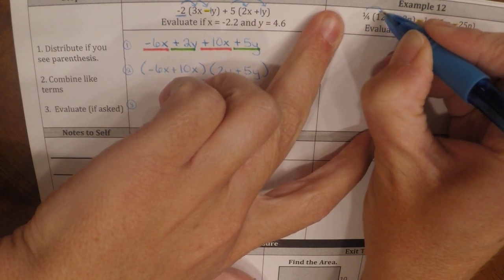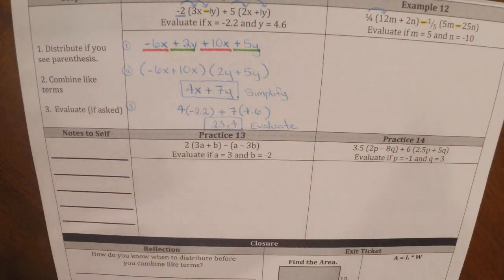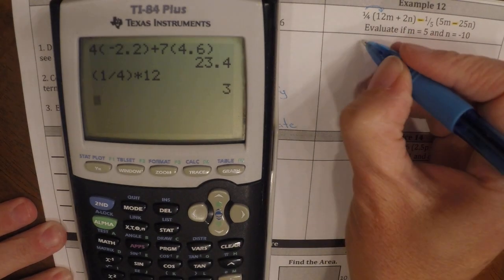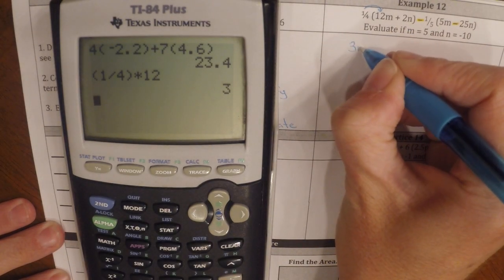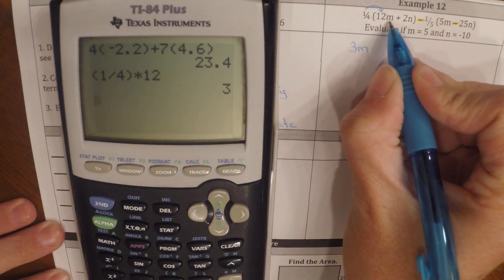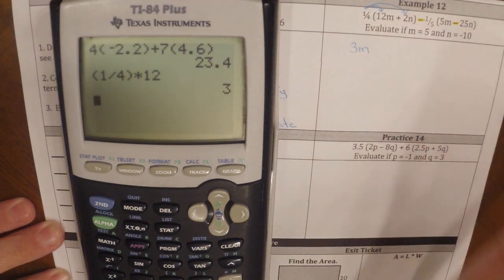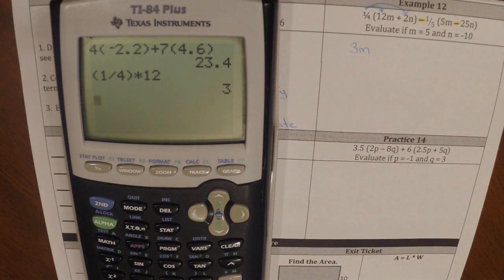1/4 of 12. If you're not sure, that is like dividing by 4, but I could always do 1/4, and again, different buttons in the Inspire, but times 12, and it comes out to be 3. So this would be 3m, and again, that's because this has an m, and then I have 1/4 plus 2n.